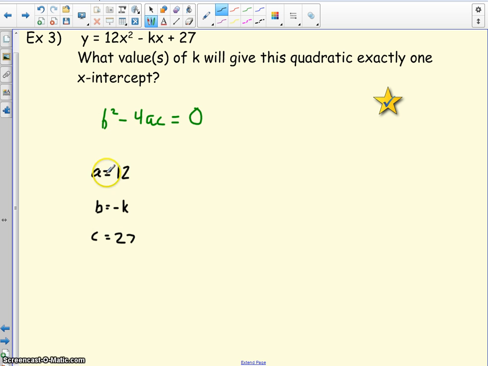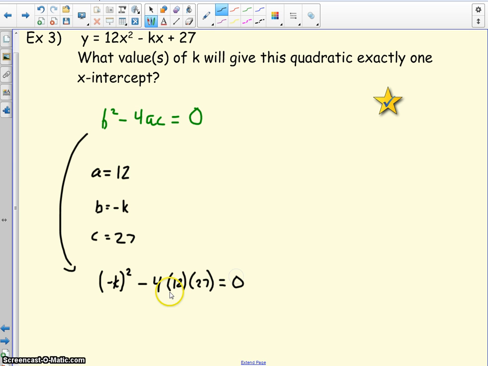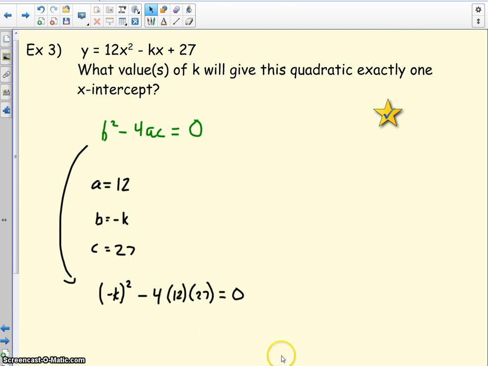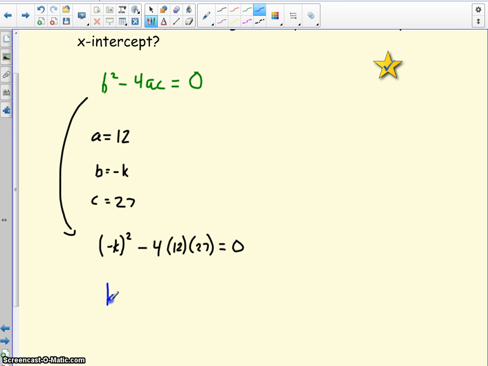Now, if we put it in here, b squared is actually going to be negative k squared. Okay, so minus 4 times a, which is 12, c, which is 27. And we need that whole equation to be equal to 0. Okay, so if you look at this equation, the only unknown that we have is k, so we should be able to solve for it. So negative k all squared, just to simplify here, is k squared. And we have 4 times 12 times 27, which gives me 1,296. So we have k squared minus 1,296 is equal to 0.